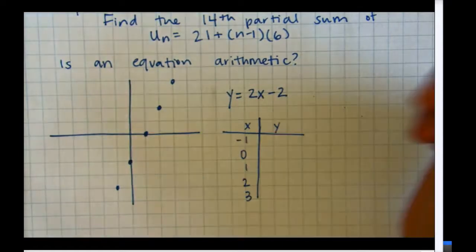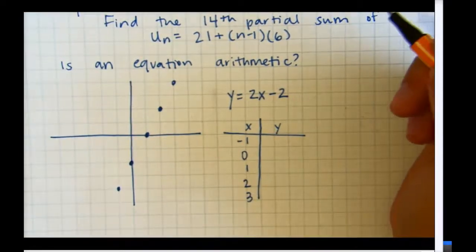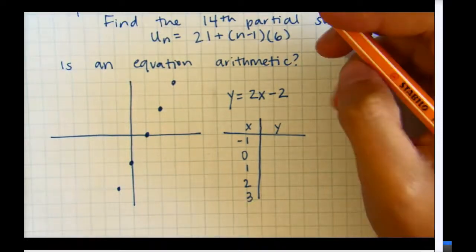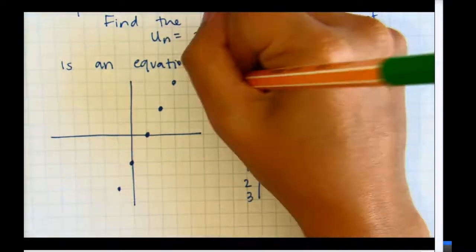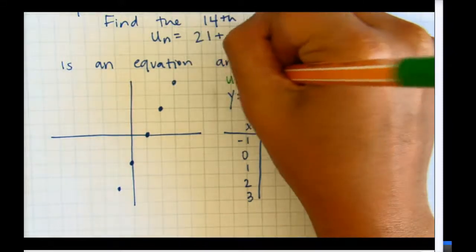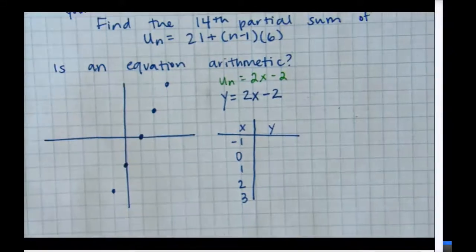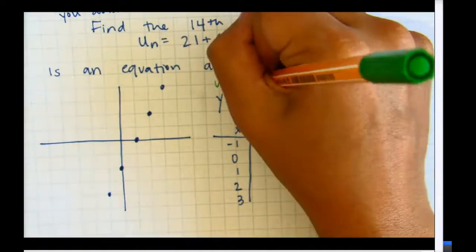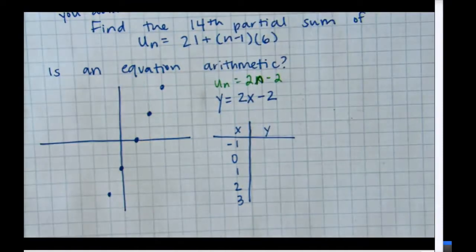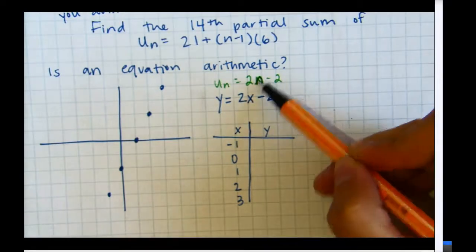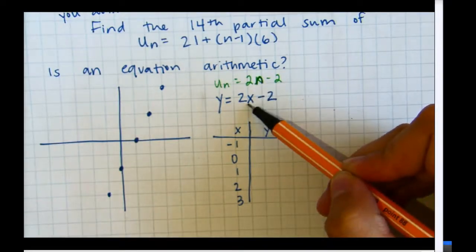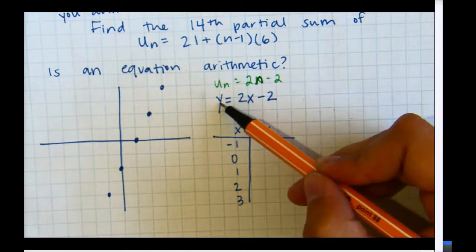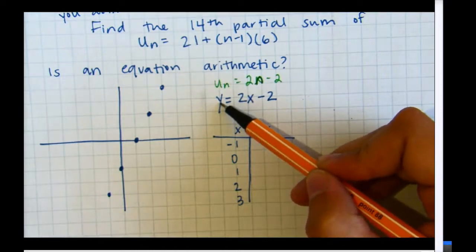So I want to give you an example of a sequence that is arithmetic, even though it might not seem like it. So what if I gave you the equation, and I'll change this for just one second, u sub n is equal to 2n minus 2? Well, I don't know about this equation, but I do know something about this equation where I just replaced my n with x and replaced u sub n with y. This is just to give you an example. You normally wouldn't really do this.